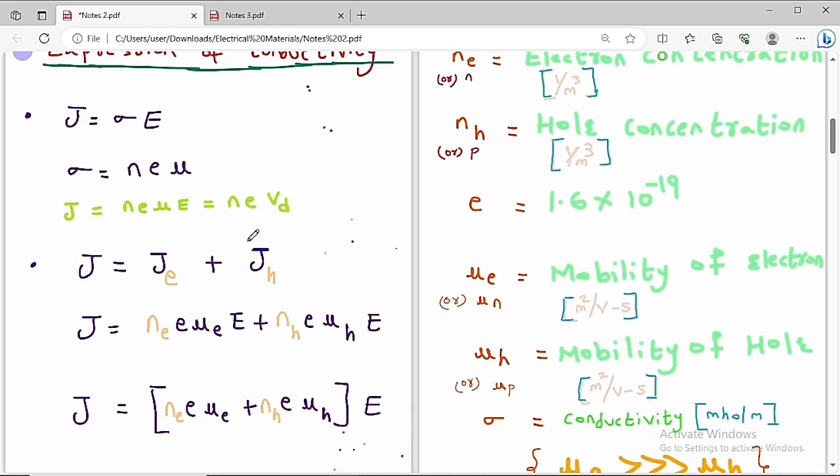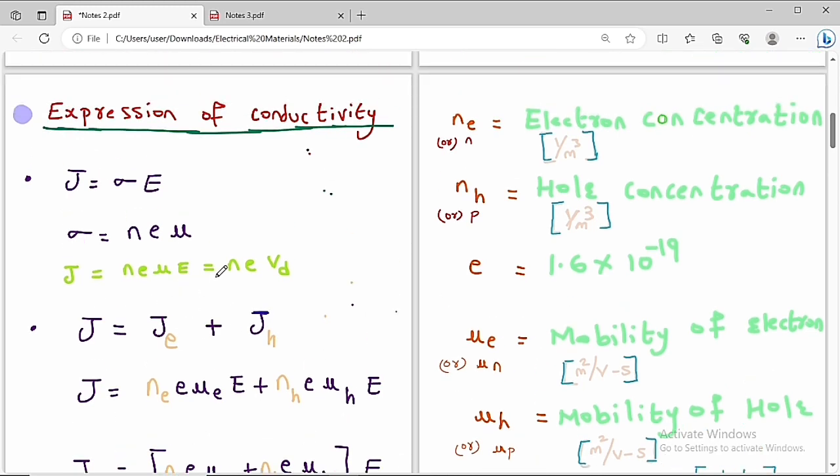So in the case of a semiconductor, whatever current we are going to produce is because of the current due to electrons as well as due to holes. In the same fashion, the current density is also because of both the current density due to electrons as well as due to holes. Therefore, the net current density is equal to the current density due to electrons plus the current density due to holes. So now I want to use this formula. So what are you going to get here? J is equal to n_e into e into mu_e into E plus n_h into e into mu_h into E.